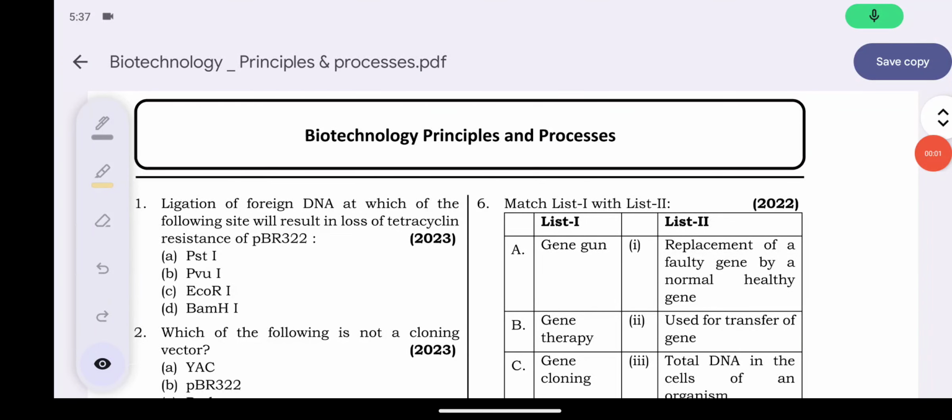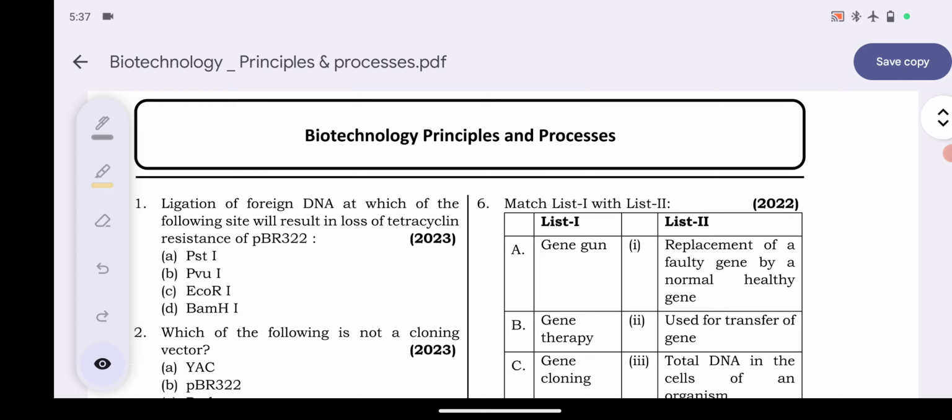Hello students, today I bring for you a new chapter, Biotechnology Principles and Processes. In this chapter we are going to solve a total of 45 questions which came in the previous 10 years of exams, that is from 2013 to 2023. So let's start the first question.